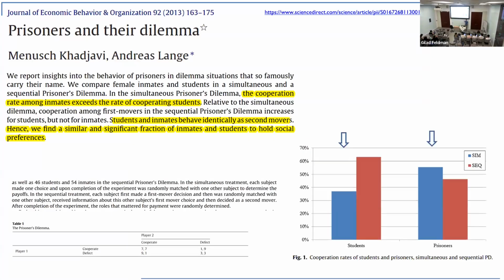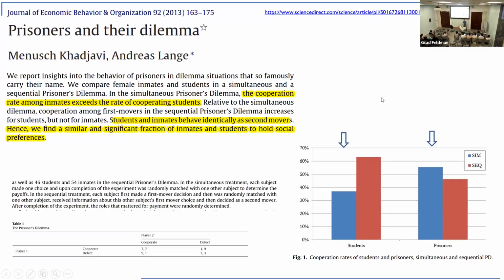Just before we wrap up the prisoner's dilemma, you might ask yourself, what happens when we actually go to prisoners and give them this dilemma? What would happen? And what happens if we compare them to students? So this is what they did here, which is very, very interesting.